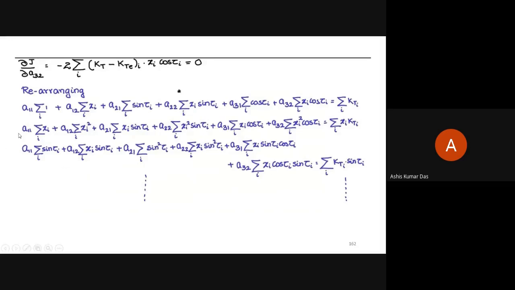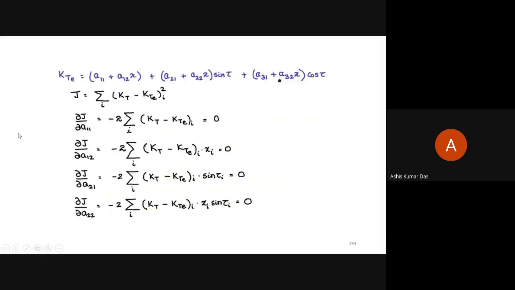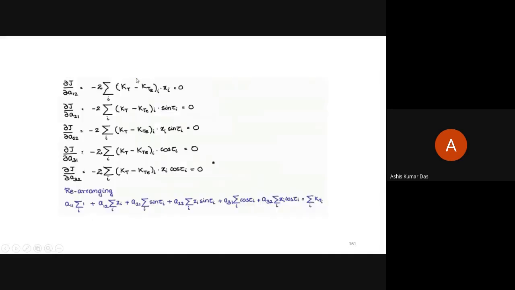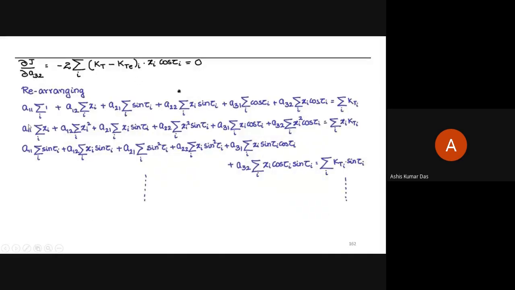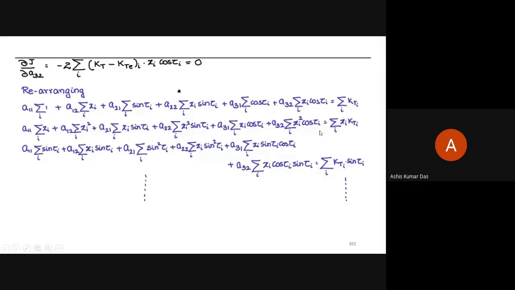For the next equation, we get a12 x, so we have to multiply with x. You can see here we get xi square, xi sin tau y, xi square sin tau y, xi cos tau y, xi square cos tau y, and here we get xi kti.